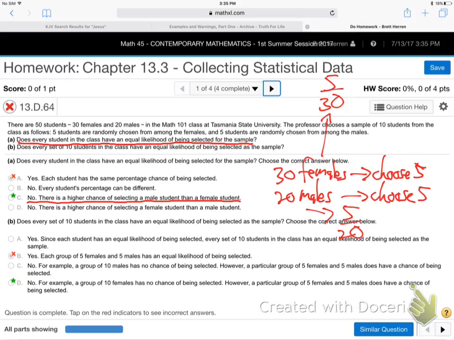Question B, does every set of 10 students in the class have an equal likelihood of being selected? No. For example, a group of 10 females has no chance of being selected, right? So we're just proving that this is not truly random, this way of selecting things. We're showing this isn't purely random or simple random, right? That's just another way of displaying that. I'll leave that. That's a good question.